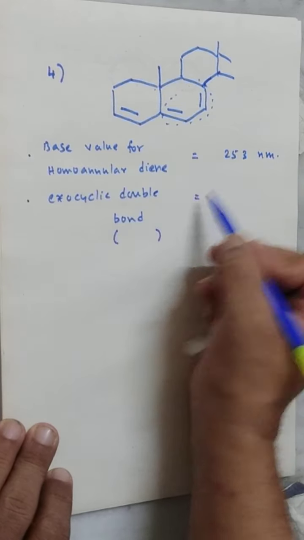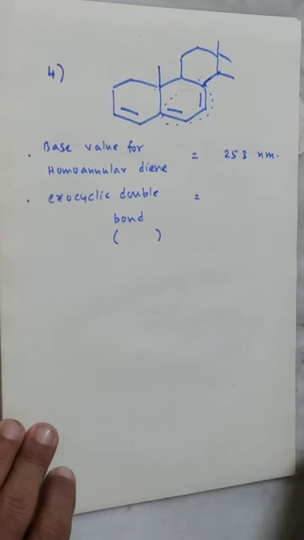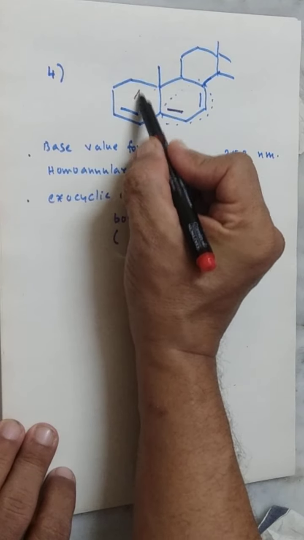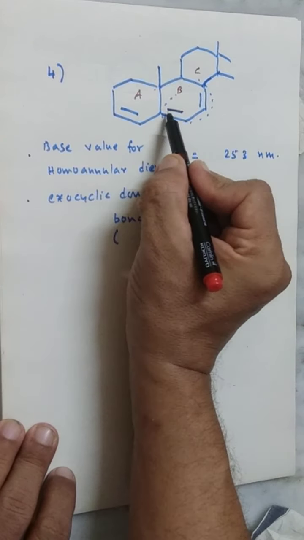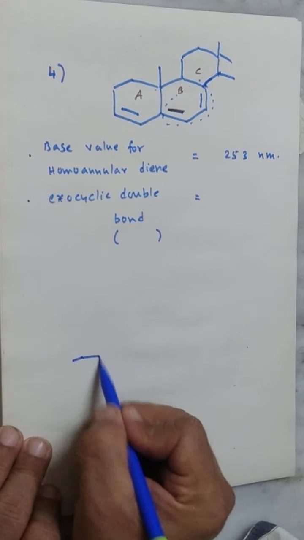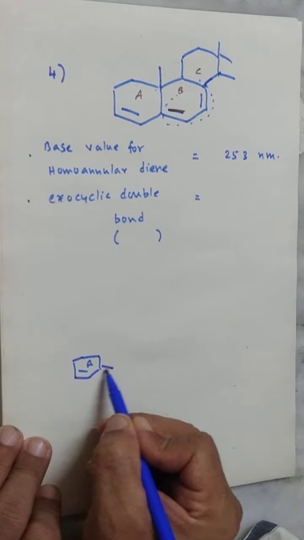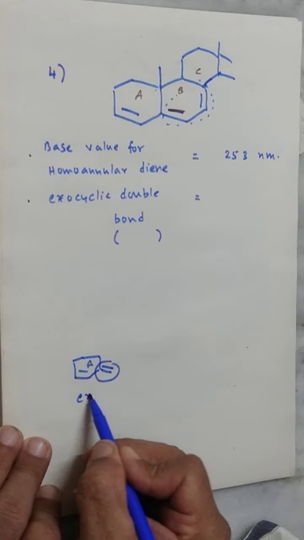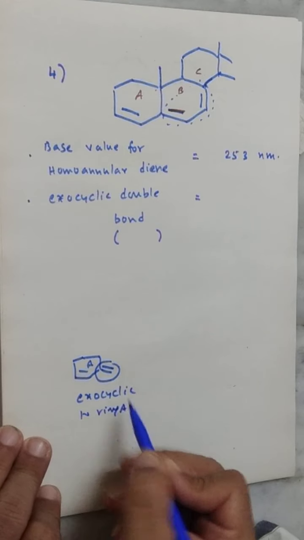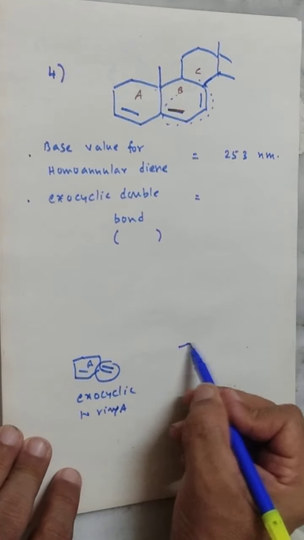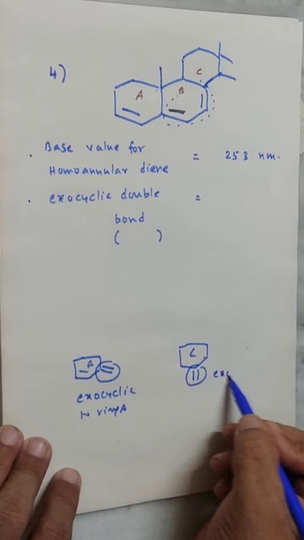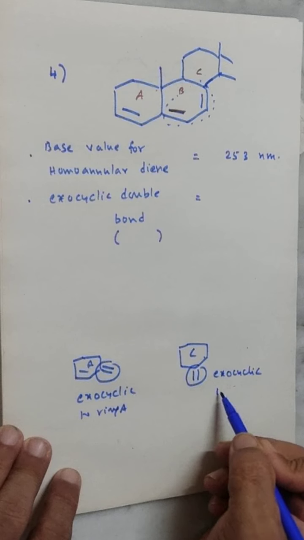Exocyclic double bond. See here. If you observe carefully, this double bond is exocyclic. This is ring A, this is ring B, this is ring C. Now this double bond is exocyclic to ring A. That means ring A is like this. See here, this is ring A. You have a double bond here, so this is exocyclic to ring A. And similarly you consider this ring C. This double bond is exocyclic to ring C.